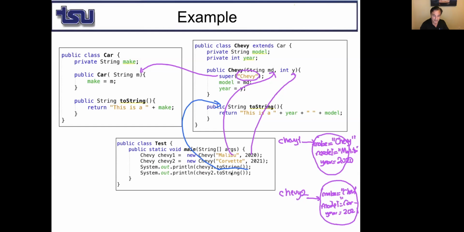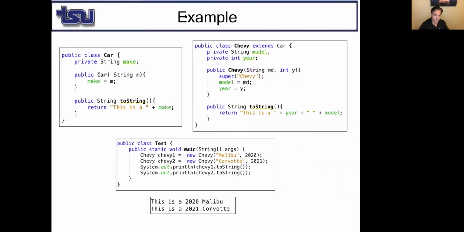But what do I mean by year? It says go to the memory space where Chevy1 points to and get year, which is 2020, plus space plus model. What model? Go to the memory space where Chevy1 points to, and just print that. So when you run this program, this is what you're going to see. This is a 2020 Malibu, and this is a 2021 Corvette.